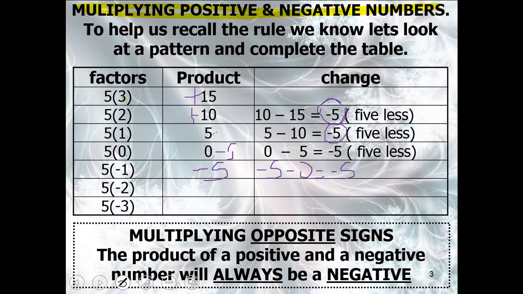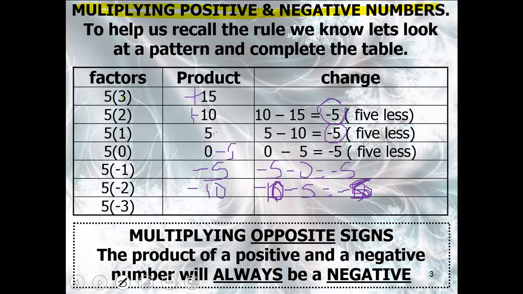5 times negative 2, that's going to be negative 10. Why? Because I have to subtract 5 from negative 5. Negative 5 minus 5 is equal to negative 10. Again, each one of these products is 5 less.